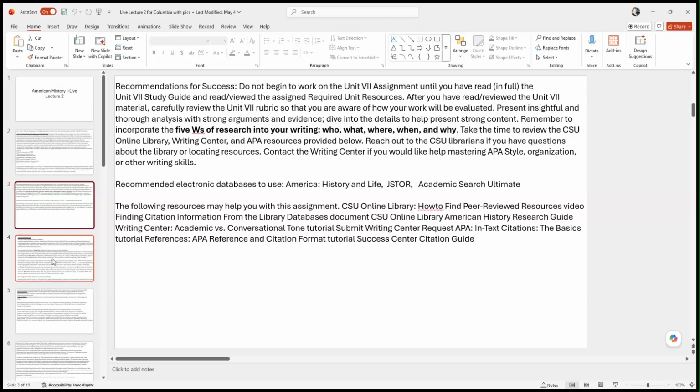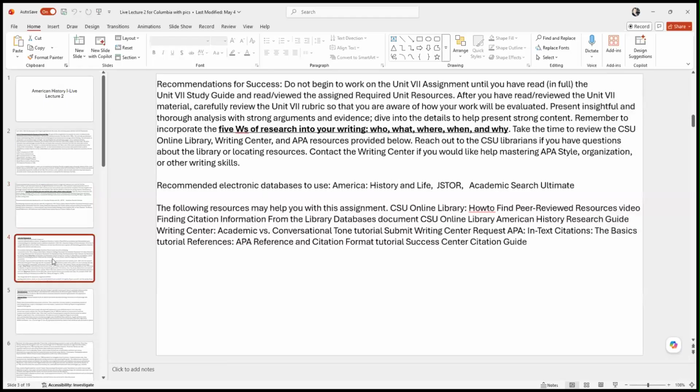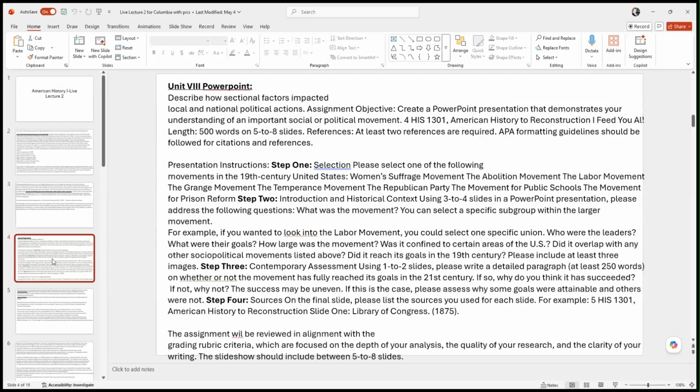And your last assignment is this Unit 8 PowerPoint. Basically, you're going to create a PowerPoint presentation. If you've never done one, this is a good opportunity, because I guarantee that as you go further in class or in professional life, you're probably going to have to do a PowerPoint. So this is a pretty easy one to do.